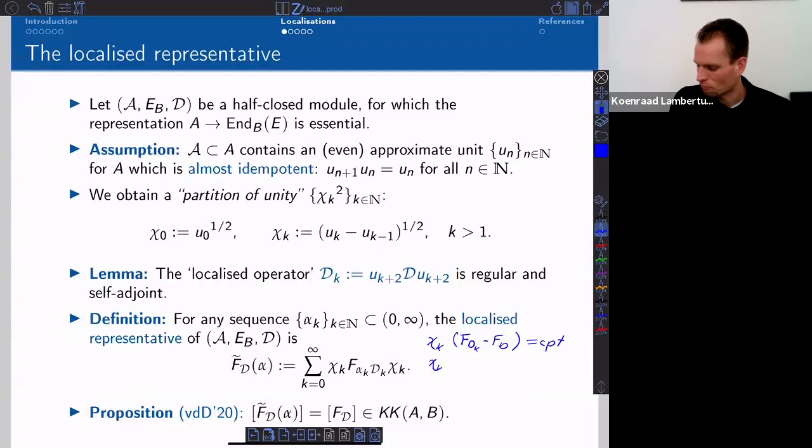And similarly, this is really reflecting that this localized operator on the support of Kk is basically the same operator. And then you can check that for the bounded transforms, this means that you only get a compact difference.